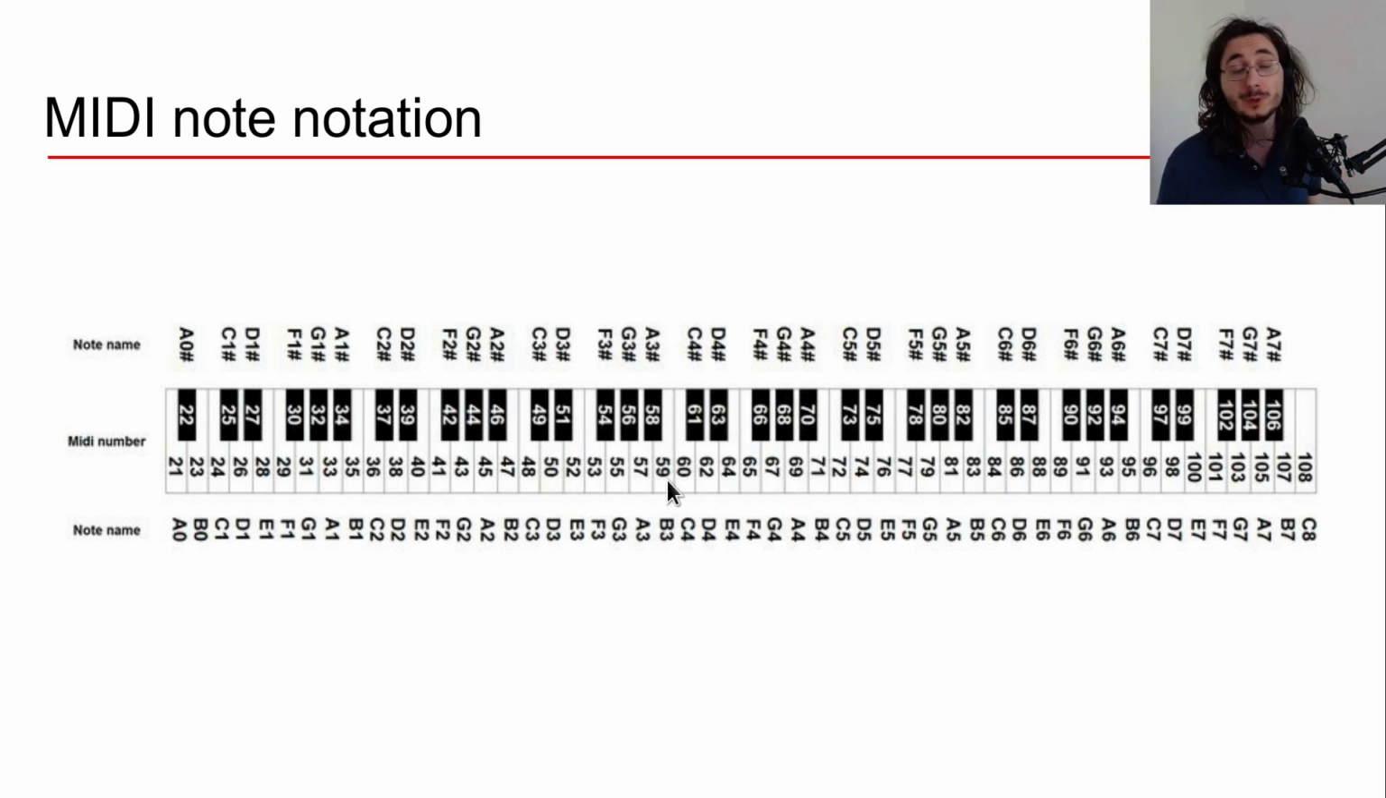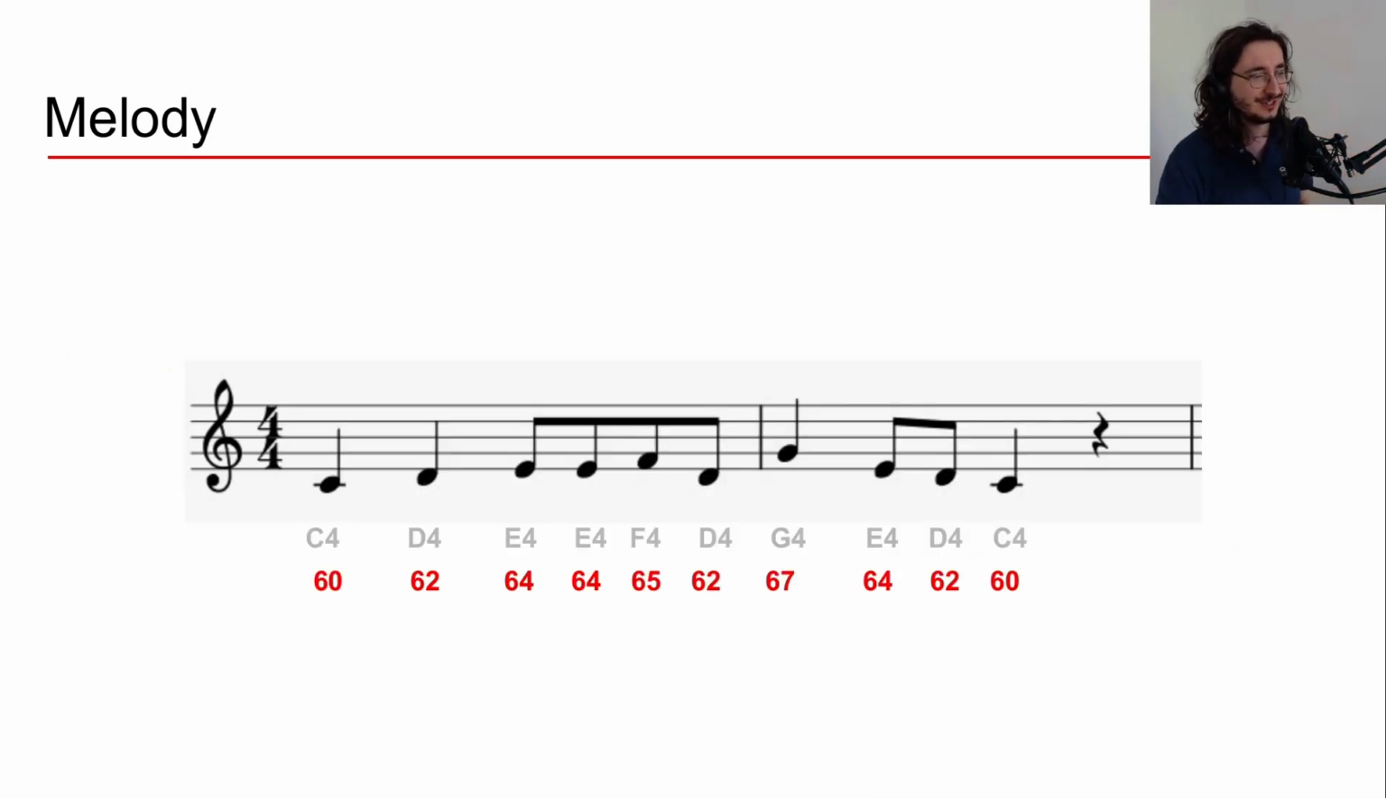So for example, B3 is going to be 59. So it's quite straightforward. It's a way of encoding note names using integers. Good. So we're going to use this in our music representation.